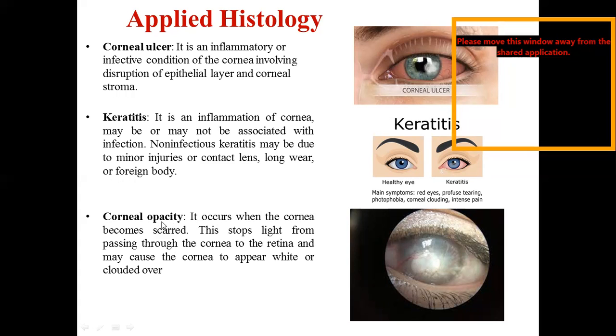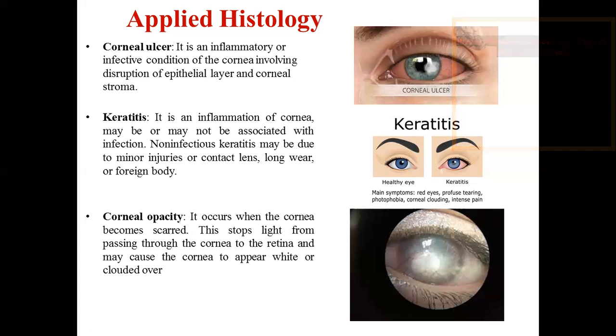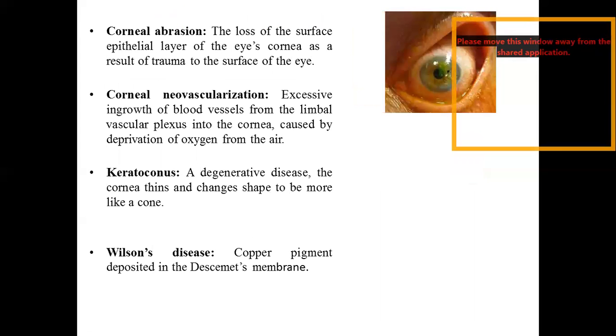Then we have corneal opacities. This may occur when there is scarring of the cornea, and this stops light from passing through the cornea towards the retina. And when you visualize the eye, the cornea will appear white. There can be abrasion, where the epithelial layer is lost due to trauma. So there is an abrasion over the corneal epithelium.